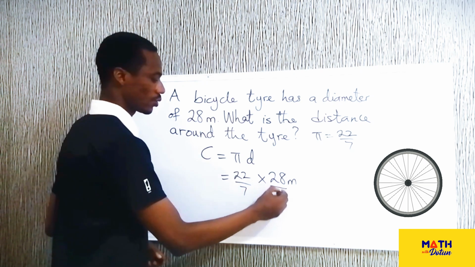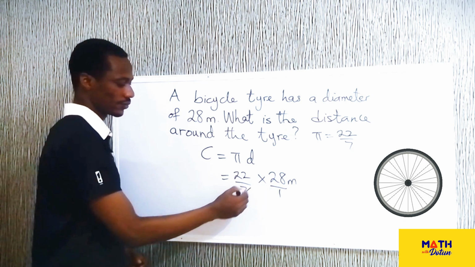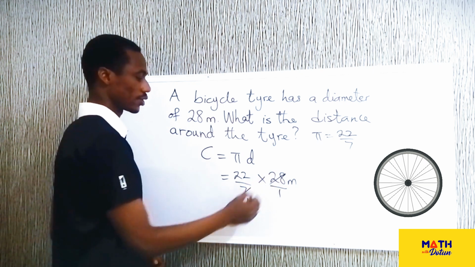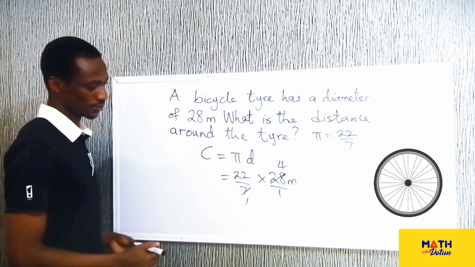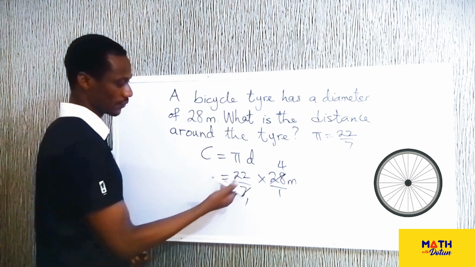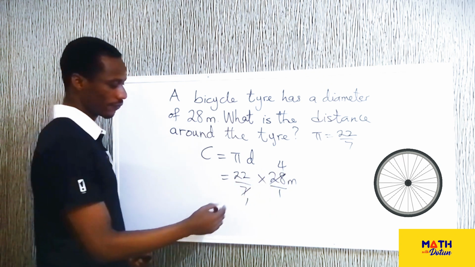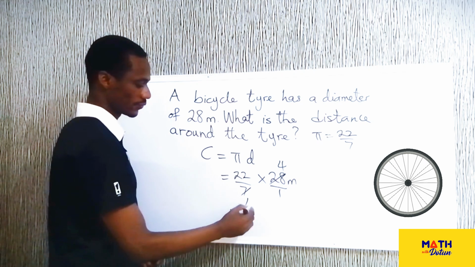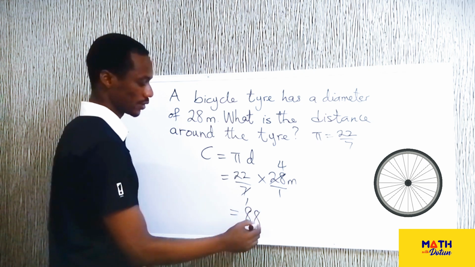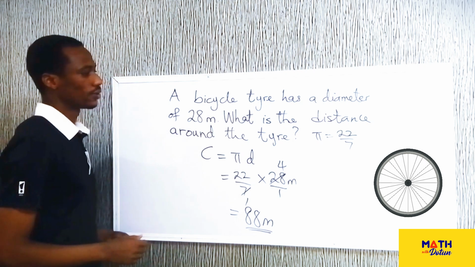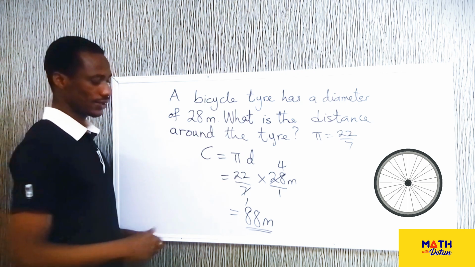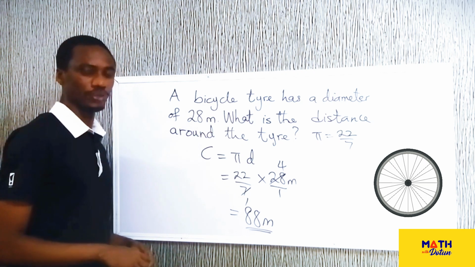So here we have 28 over 1. 7 in 7 is 1, and 7 can go in 28 four times. What do we have left upstairs here? We have 22 times 4, and 22 times 4 is 88, and that's in meters. So the distance around the tire is 88 meters.